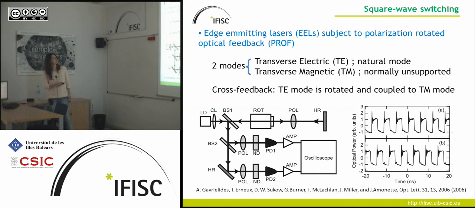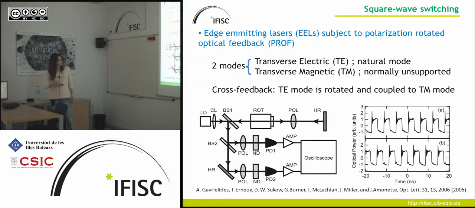But with polarization-rotated optical feedback, one can rotate the polarization state of the feedback in such a way that the transverse electric mode is coupled to the transverse magnetic mode. To do this, one normally uses a Faraday rotator, which is a device that rotates the polarization of the light 45 degrees. Then the light is reflected by this mirror, and in this way there is another 45 degree rotation, and at the end there is a 90 degree rotation.